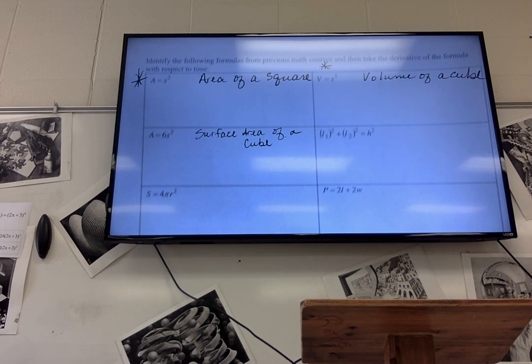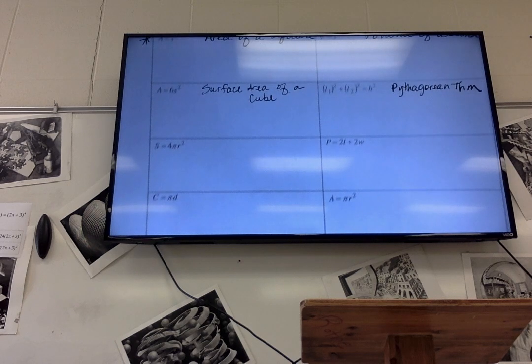The next one is written funny. What is it? It's the Pythagorean theorem. It's one leg squared plus the other leg squared equals the hypotenuse squared. What's the next one? It's the surface area of a sphere. When you do surface area, it's got to be a 3-dimensional shape. So it's a sphere. What about the next one? Perimeter of a rectangle. Yep.